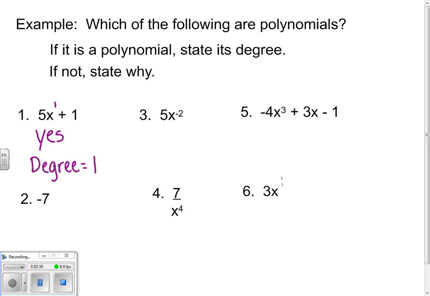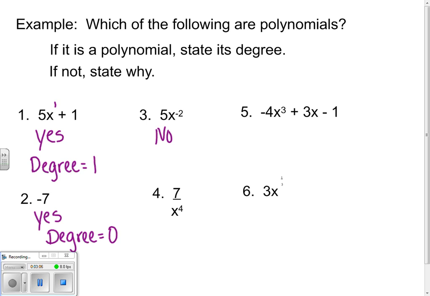Number 2, below it, doesn't look like it, but this is also a polynomial, because by definition, a polynomial is a monomial or a bunch of them added together. So this one's a monomial, whose degree is 0, because there is no variable, which means there's no exponent. Number 3 is not a polynomial. It is not a polynomial because the exponent there is negative, and you're not allowed to have negative exponents. They have to be whole numbers.